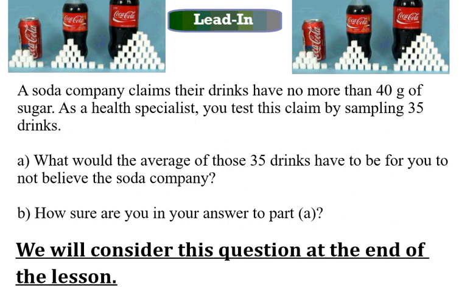So for example, if the soda company claims their drinks have no more than 40 grams of sugar, if you find that that sample has an average of 40.1, is that enough? What about 42 or 44 or 45? And where is that cutoff where you're going to start to say, yeah, that's probably too far away from 40. I'm going to start to not believe the soda company's claim. So that's the type of question that we like to answer.